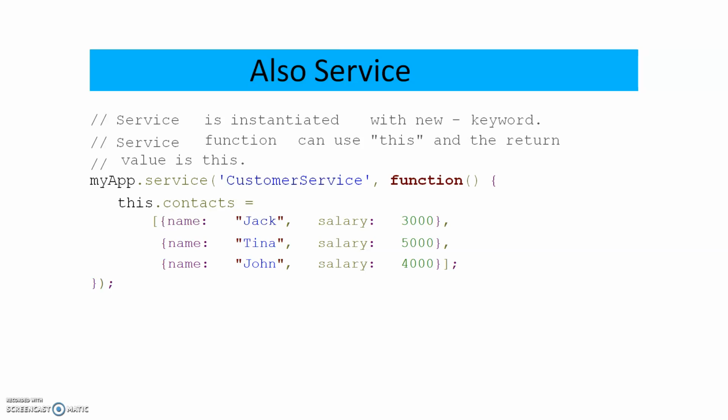Also, a service is instantiated with the new keyword. Service functions can use this and return values through this. So like this: myApp.service customerService function, this.contact, and you can provide the array of objects. That data will be given to the controller as the model.